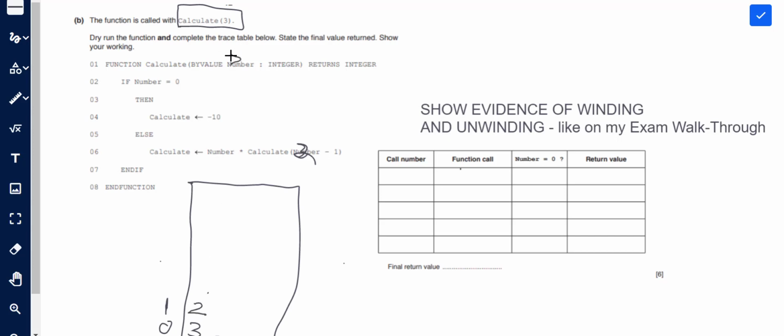So this would be 2. This will be 2. I'm then going to run this part again. So 2 take away 1 would be 1. So it'll be sending in 1. This will be 1. So the second time we call it, it'll be 1. This will be 1. But notice we're not doing anything with this bit yet until we unwind. Let me just erase that.